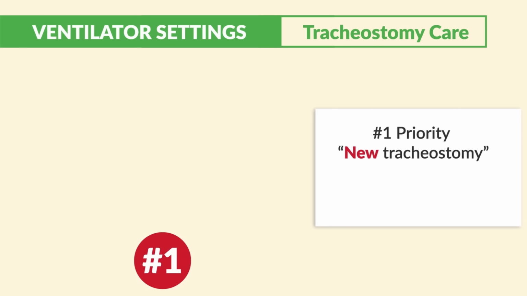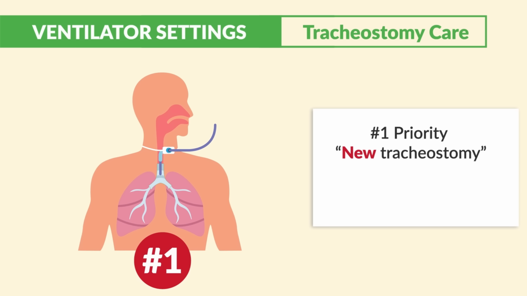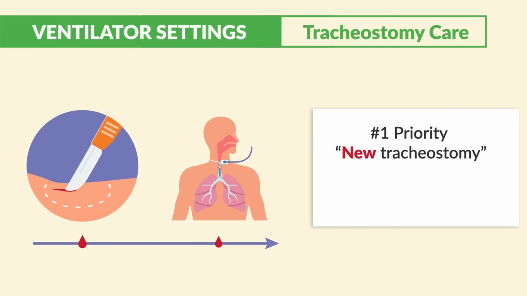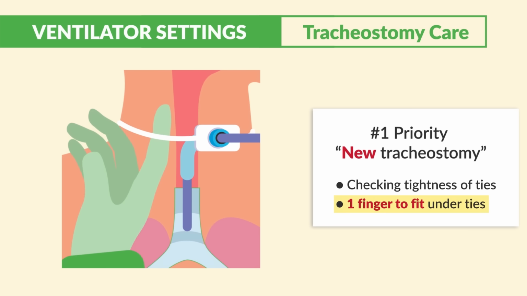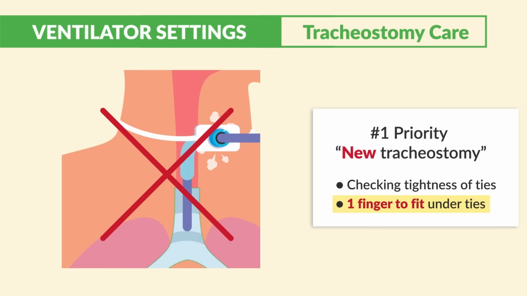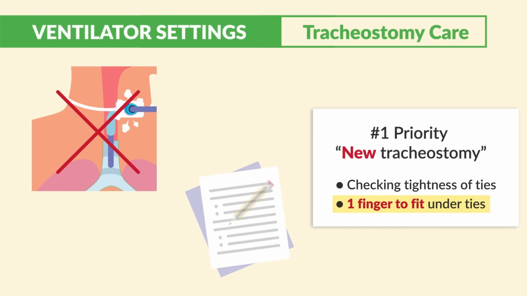The number one priority for a new tracheostomy. We're talking immediately after surgery, fresh postoperative. We must, key terms here, check the tightness of the ties and use one finger to fit under the ties. This prevents dislodgement and loss of the airway. So write that down. The number one priority for a new tracheostomy, returning from the operating room.